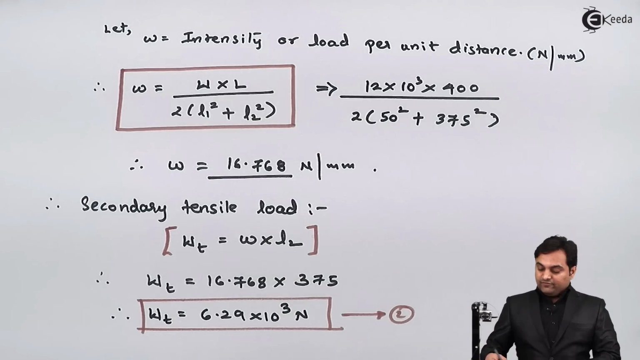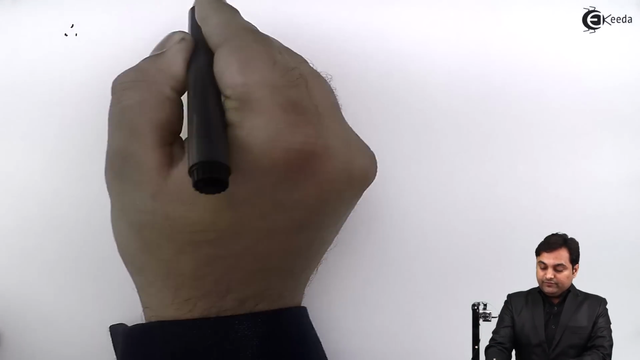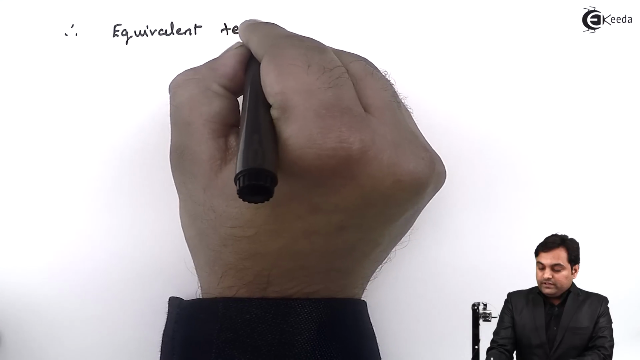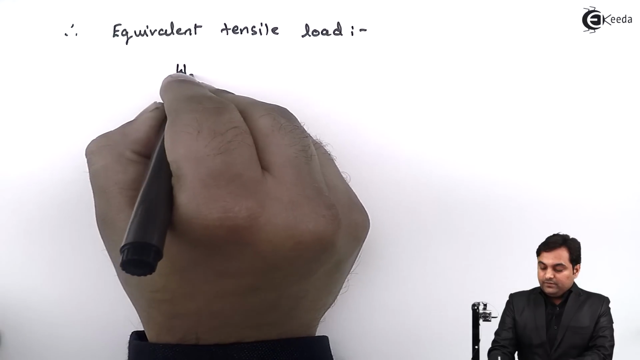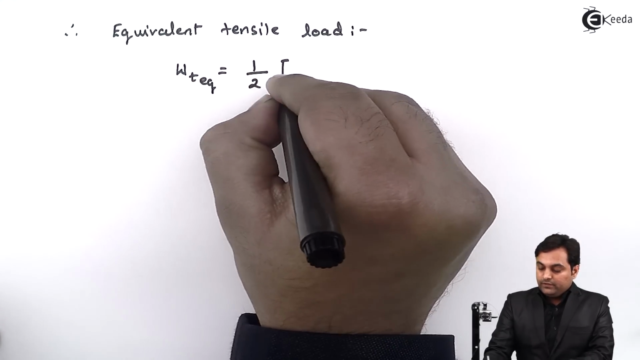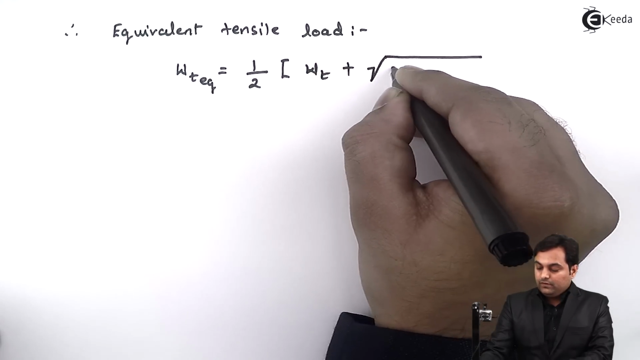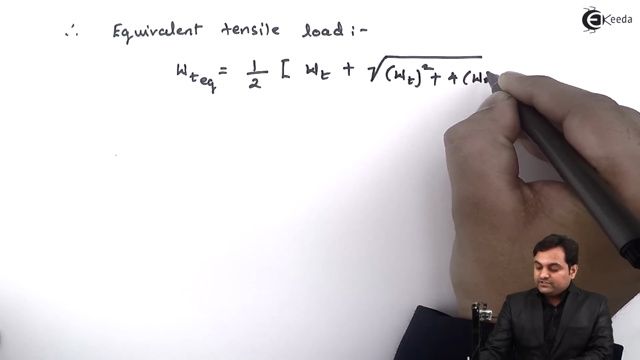Now, after getting the secondary tensile load, in equation 1 we were getting the shear load. So we cannot add these two values directly. So we have to find out the equivalent value. Therefore, equivalent tensile load, that will be W suffix T equivalent is equal to half of into bracket WT plus under root W suffix T square plus 4 into W suffix S whole square.